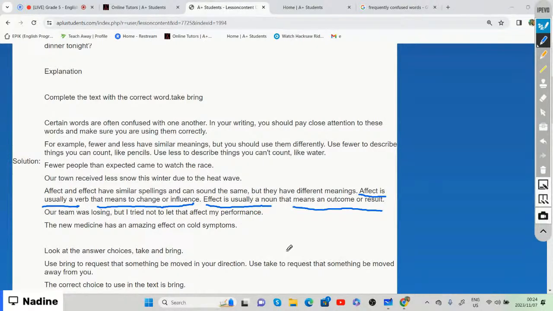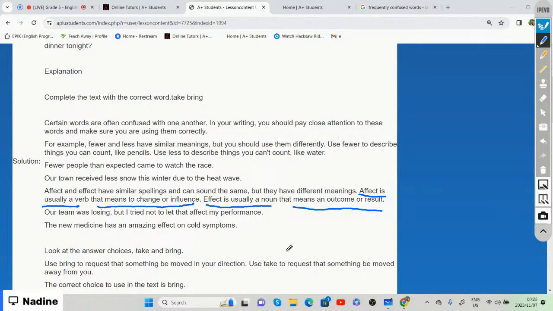And then the word effect: the new medicine has an amazing effect on cold symptoms. So affect is basically a verb, where something can either affect you or touch you. It is something that can physically happen. That is why we say it's a verb. And then with effect, it's either an outcome or results.